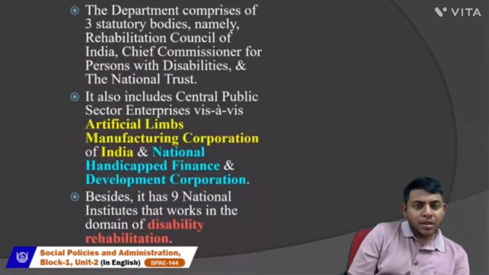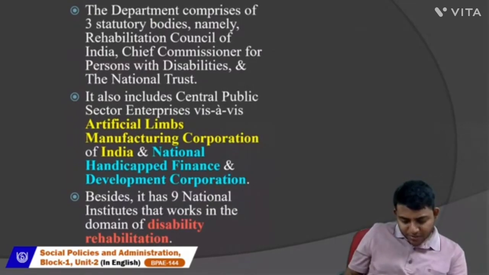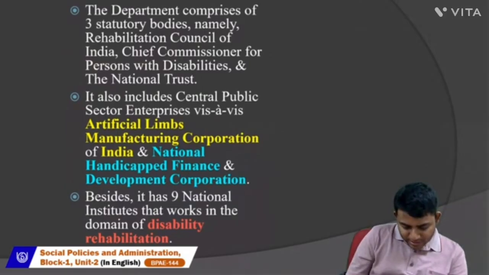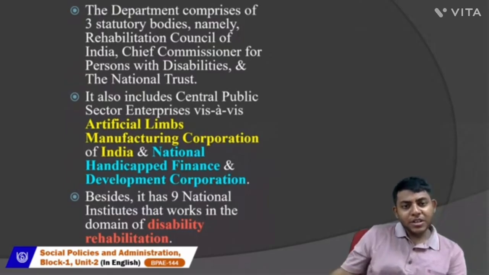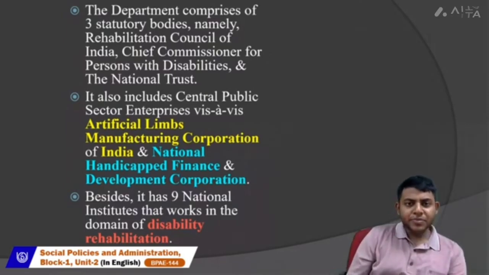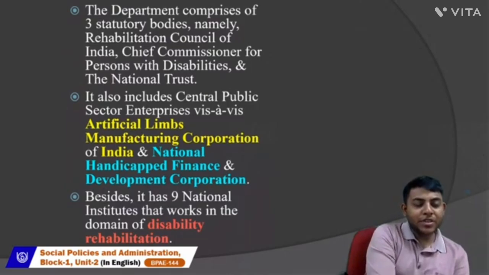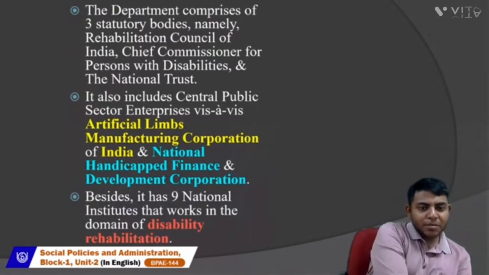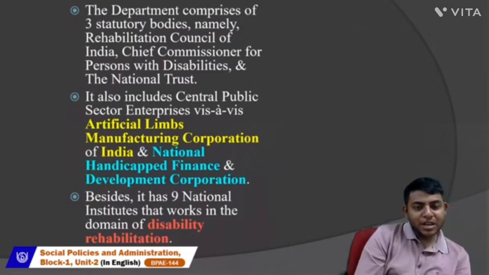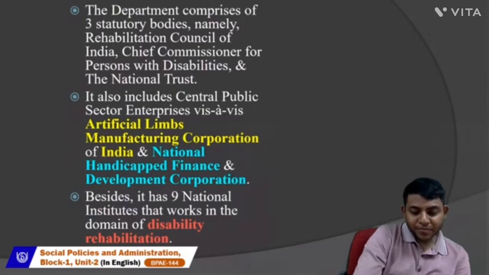So the department comprises of 3 statutory bodies. What are these 3 statutory bodies? The Rehabilitation Council of India, the Chief Commissioner for Persons with Disabilities, as well as the National Trust. And it also includes the Central Public Sector Enterprises vis-a-vis Artificial Limbs Manufacturing Corporation of India and National Handicapped Finance and Development Corporation. Besides, it has 9 national institutes that work in the domain of disability rehabilitation.